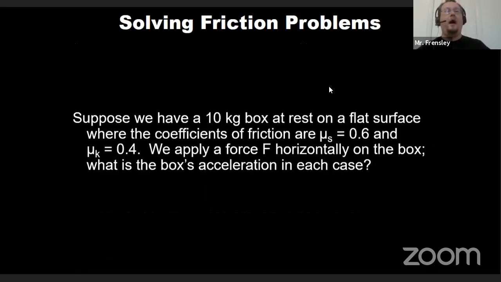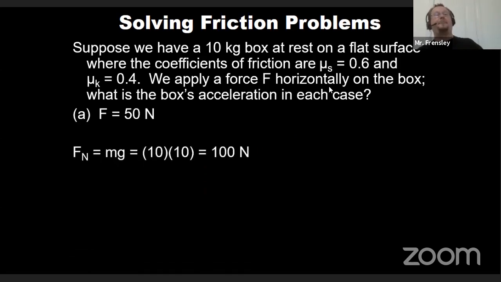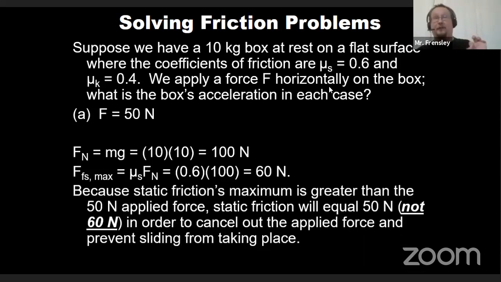All right, so this is the warm-up. We got the 10 kilogram box, flat surface, mu s is 0.6, mu k is 0.4, right? So part A said, what if we apply 50 newtons? Well, it turns out that we got our normal force is 100. So the best static friction can be is 60. We apply 50 newtons, static friction can be as good as 60. So static friction says, well, I'm going to just cancel out your 50. So static friction is not going to use its full strength of 60, but just cancel out the 50 newtons that are applied.